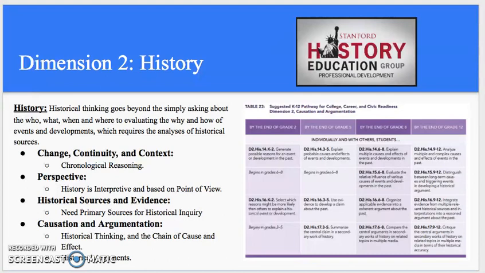Historical thinking uses evidence and reason to understand that the chain of cause and effect is not predetermined, but rather contingent and unexpected, and historical arguments use the acquired evidence to address issues of change over time.